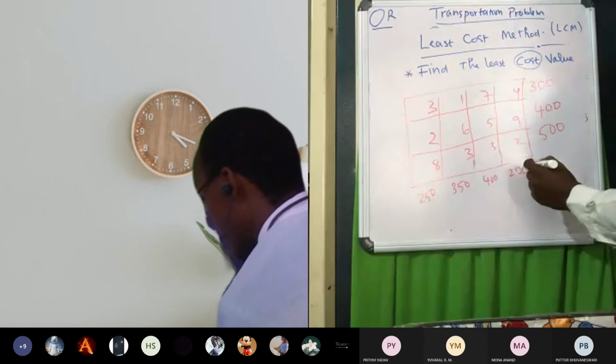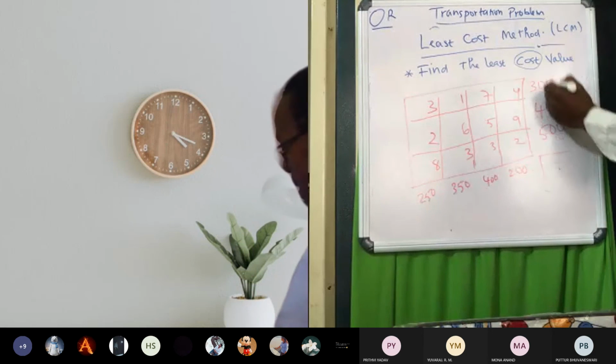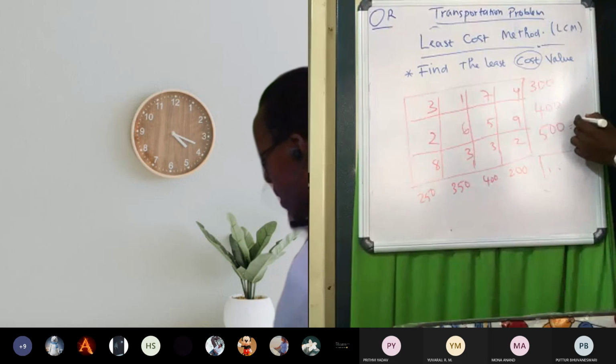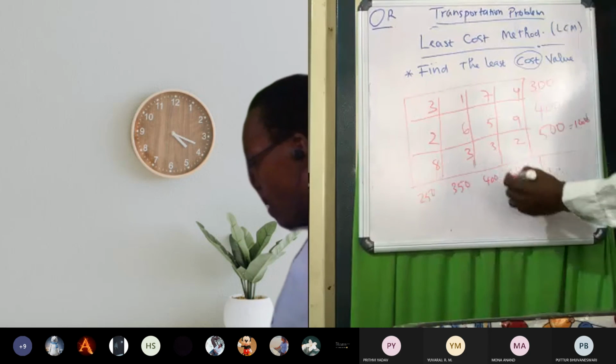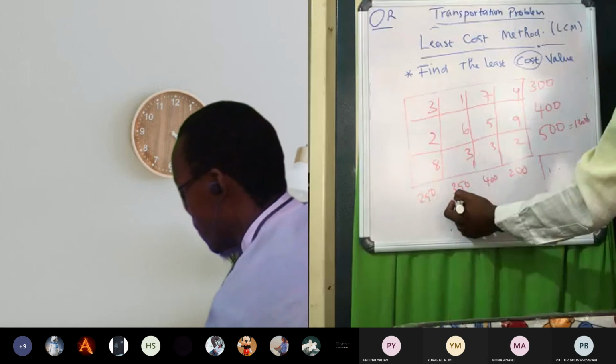Now you check if it is a balance. This is going to be 1,000. This is going to be 1,200. This is going to be 1,200. 1,200. What about this one? 250 plus 350 is a 600, right?